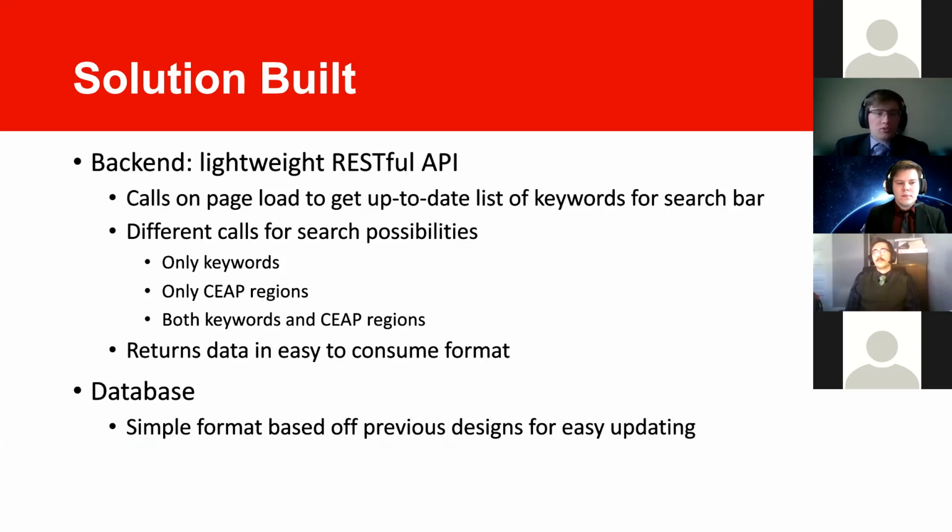And then this API also contains different calls for the different search options we have. One of them just does the keywords, either through the drop downs or the search box. One is specifically if they select a SEEP region on the map, or there is a SEEP region drop down that they can grab from as well. And then the final option is if they do both, basically. And then this data is queried from our database and is returned in a really easy to process format. Basically it just contains article title, authors, date, and critical information like that we can turn around and give to the users. And again, the database is a very simple format based on previous designs for easy updating.